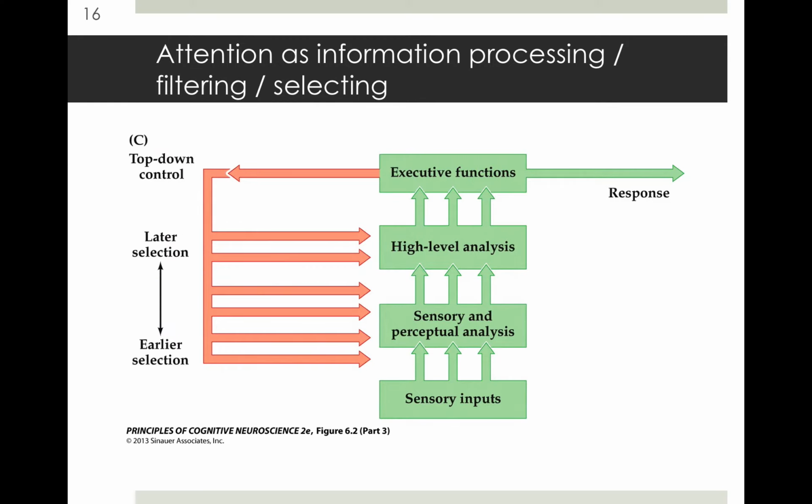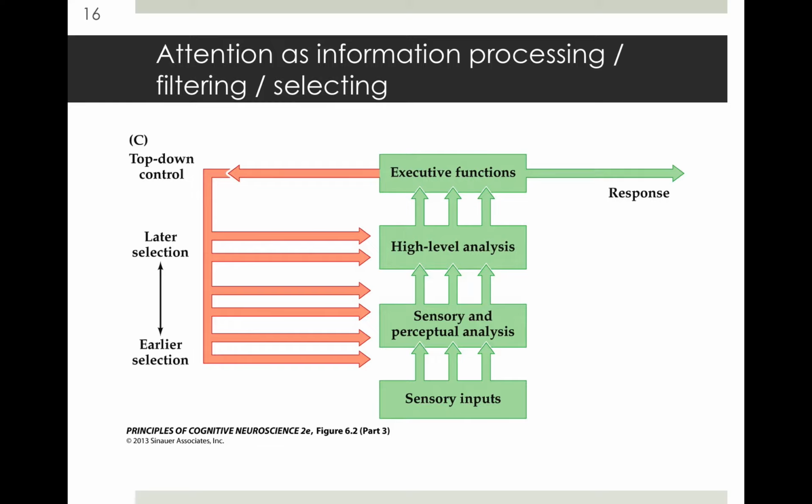So let's talk a little bit about these early versus late selection models. This is straight out of your textbook. What do I mean when I talk about the perceptual cognitive pathway? Perception means taking sensory input and then making sense out of it. Sensory input means your retinal image, your cochlea, vibrations on your eardrum.